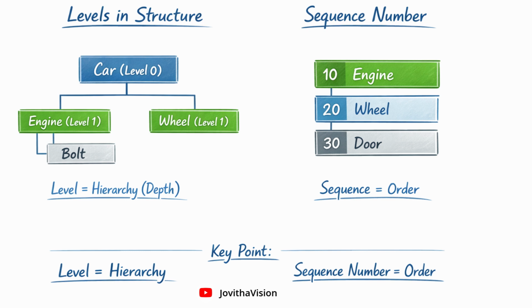Next, sequence number. At level 1, we have engine, wheel, and door. Now we assign numbers like engine 10, wheel 20, door 30. This decides the order in which components appear. So engine comes first, then wheel, then door.